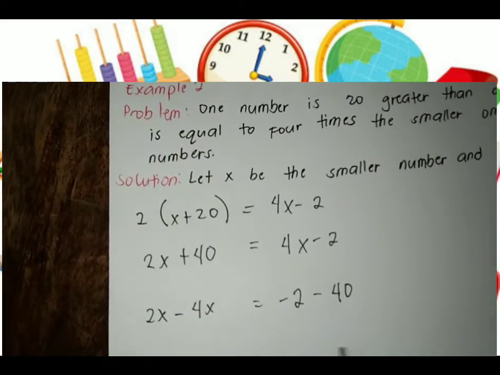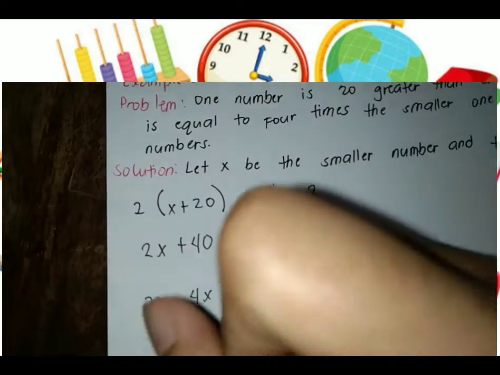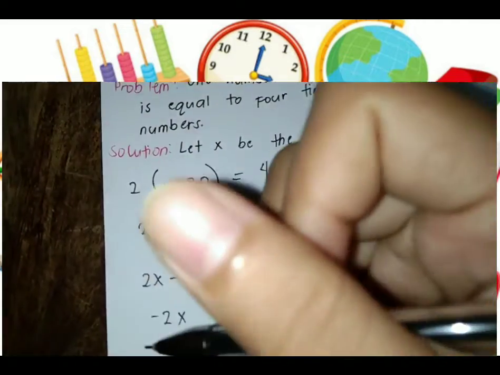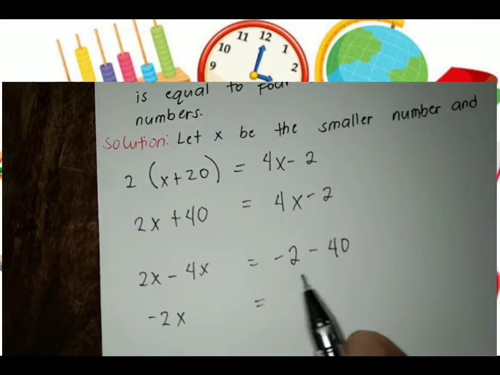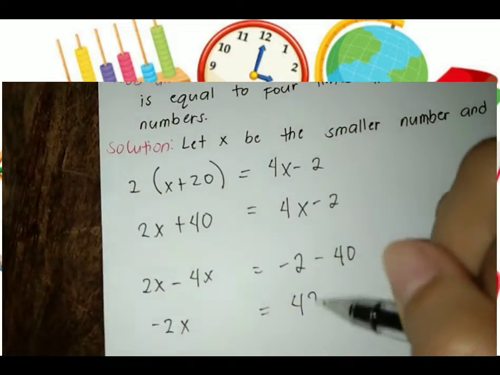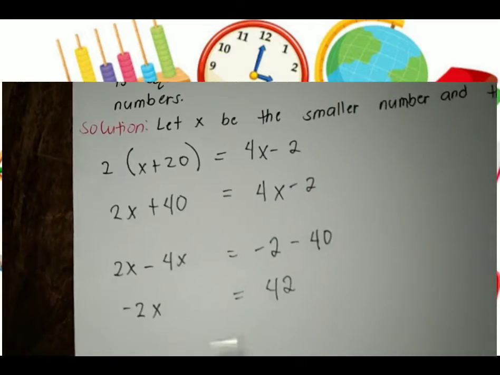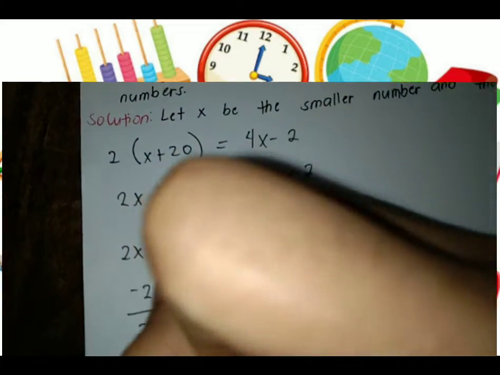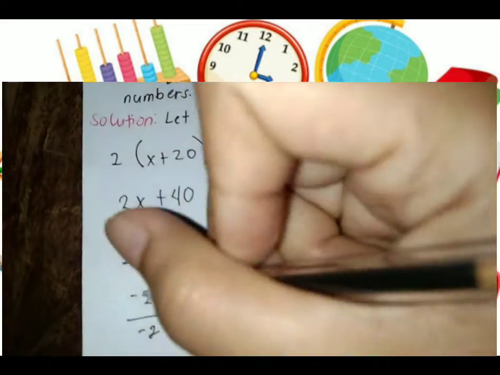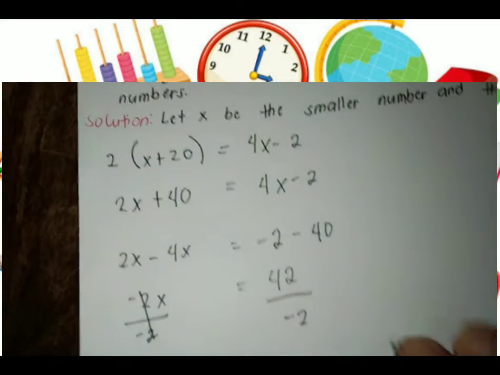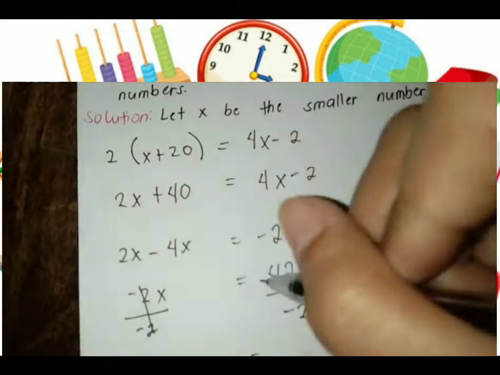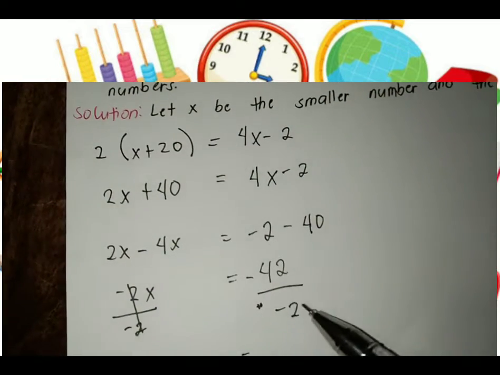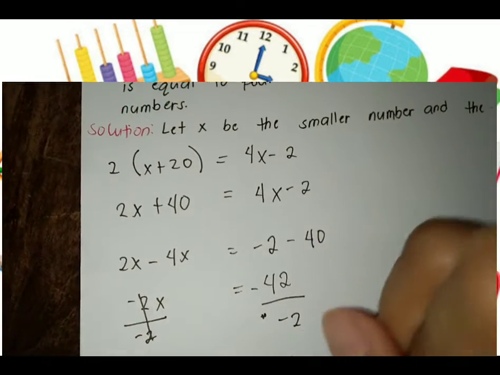Okay, now we are going to subtract it. Okay, so 2x minus 4x is equal to negative 2x. Then negative 2 minus 40 is equal to negative 42. Now we are going to divide the negative 2 into both sides. So cancel. Negative 42 divided by negative 2 is equal to 21.